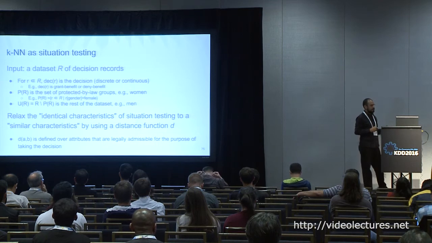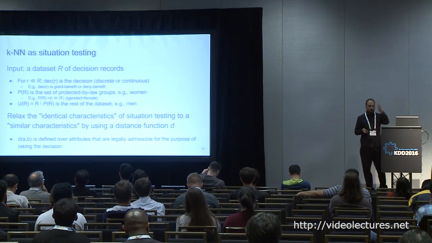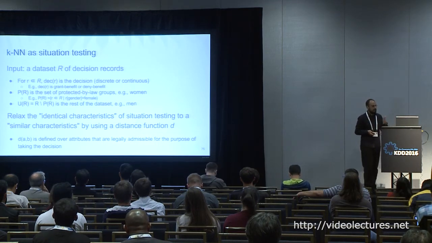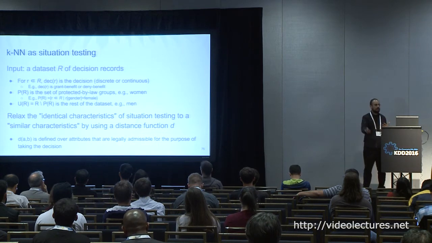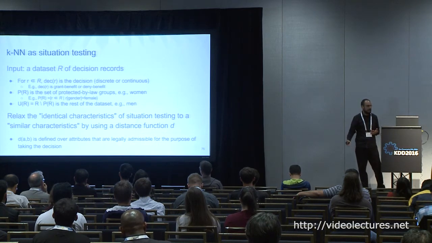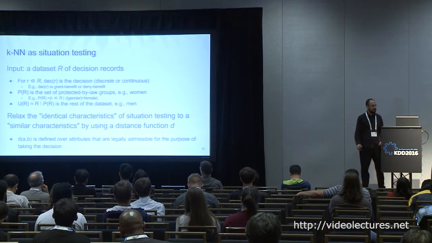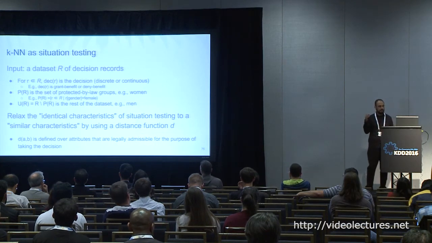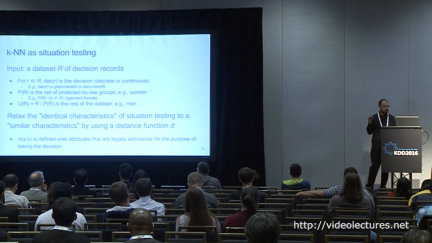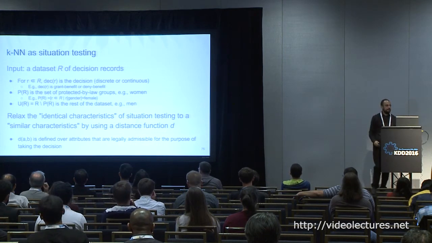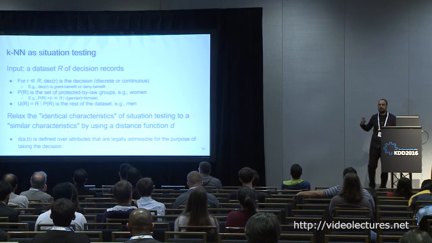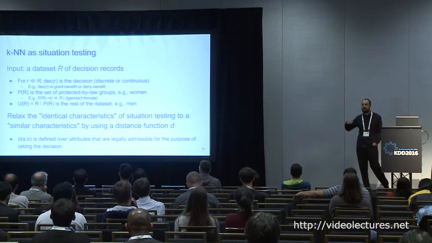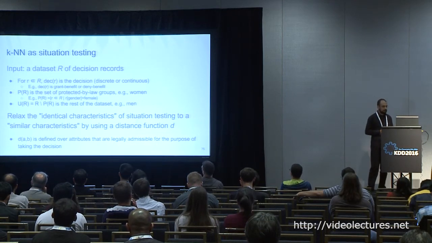First you need the decision, which is going to be this column that tells you whether you were denied a benefit or granted a benefit, or what salary you were offered in the end, and so on. PR are going to be all the protected attribute values, suppose women. And UR is going to be the rest of the data, people who cannot claim that they are being discriminated against because they are a majority, and so on.